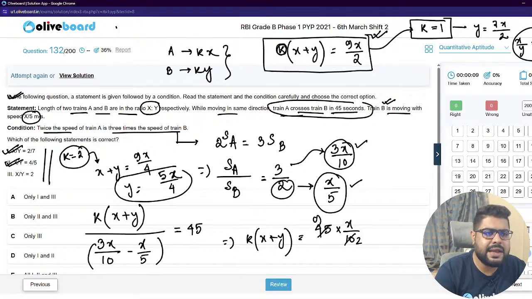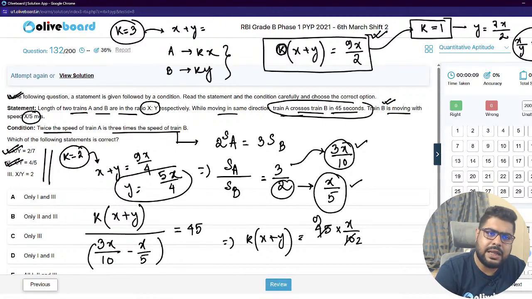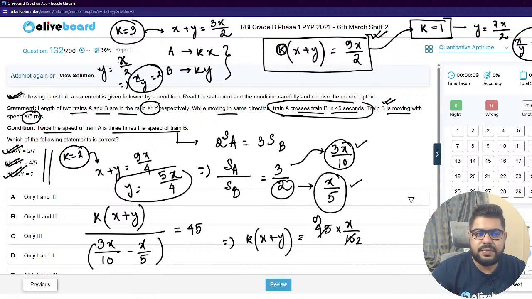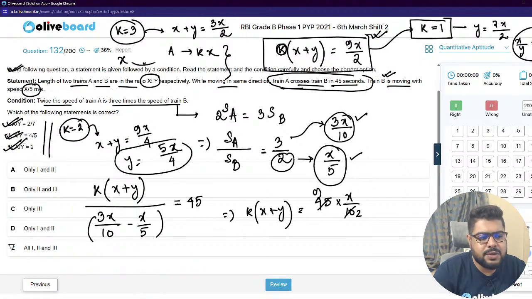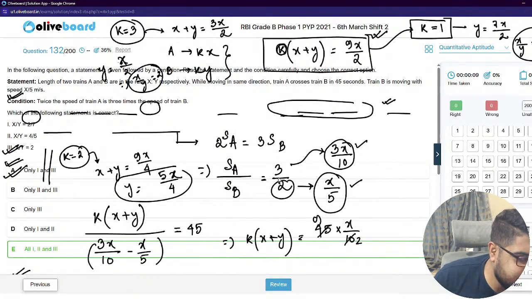Sir, let's put k as 3, because there is another option left. I have to check at least. So x plus y is equal to 9x by 6, or rather I can write 3x by 2, sir. So from there, y becomes x by 2. So x by y becomes 2, sir. Perfect, sir. So done. And sir, the answer is all 3 are possibilities. That is option E. Option E, all 3 are possibilities.